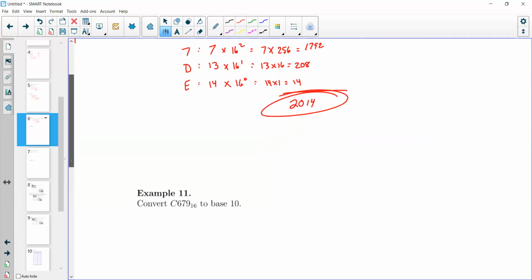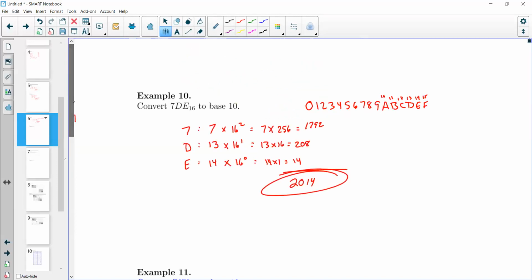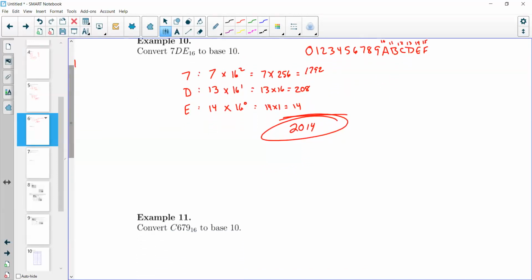Okay, we have another one here. Actually, I want to keep that so we can refer to it. So I have C, 6, 7, 9. And C is 12. So this is times 16 to the 0, 16 to the first, 16 to the second, 16 to the third. So this is 9 times 1, which is 9. 7 times 16, which is what, 112? 70 plus 42.